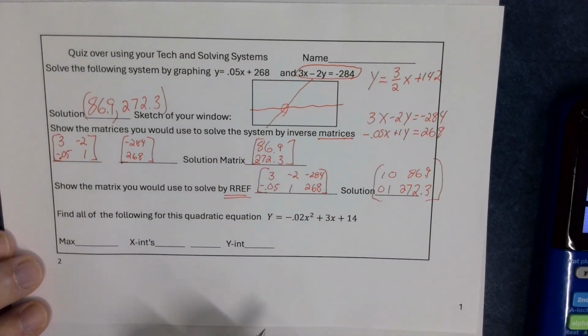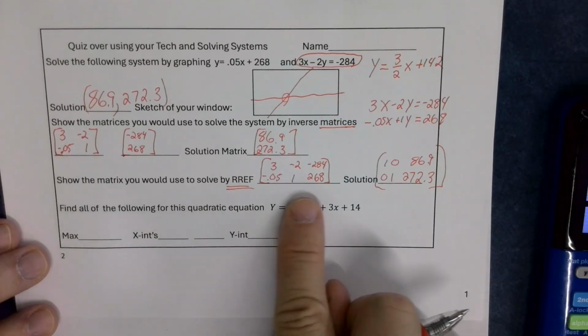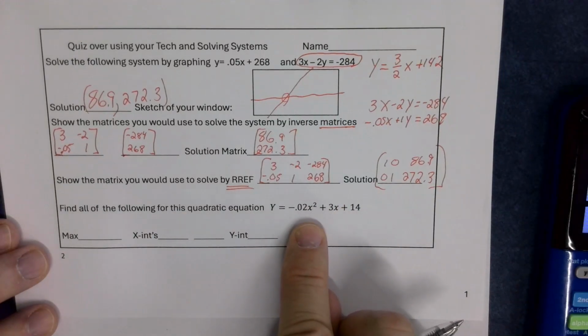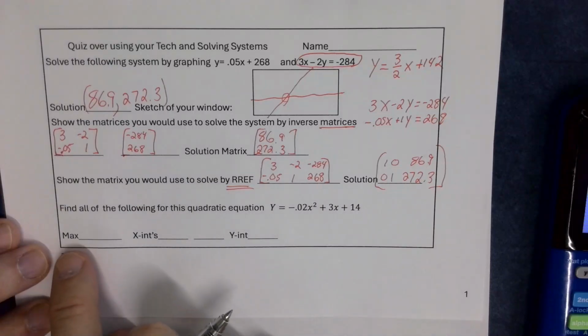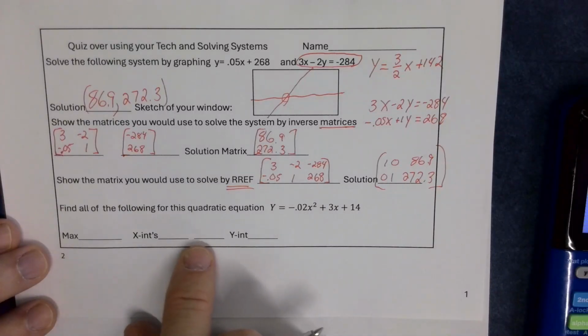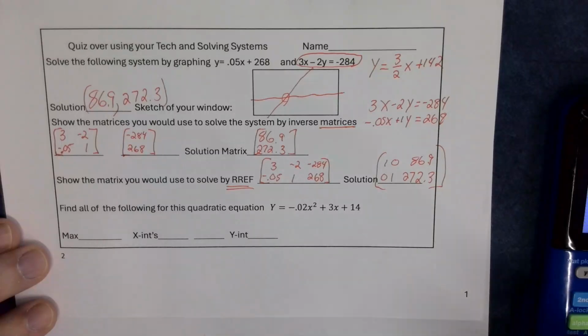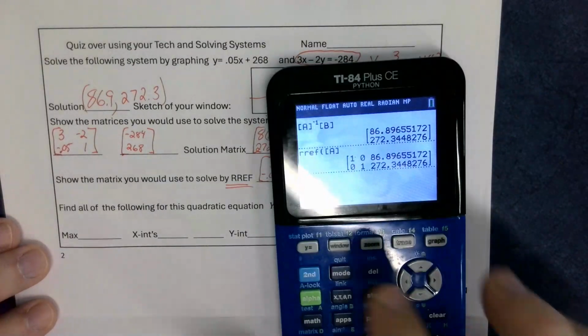And that's what it does for solving systems by matrices using inverse matrices and RREF. Hopefully that was helpful. This last thing is, I'm going to try and do this and find all the critical points for -0.02 x squared plus 3x plus 14, which means I need to find a maximum point, the x-intercept, and the y-intercept. That I'm going to use my technology for again.